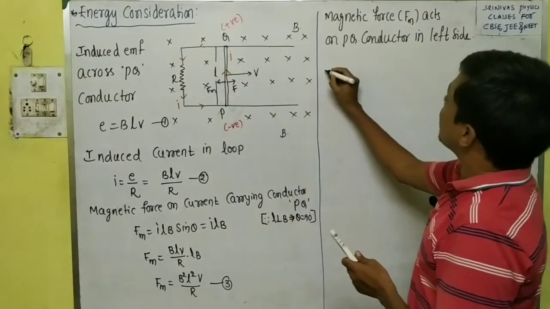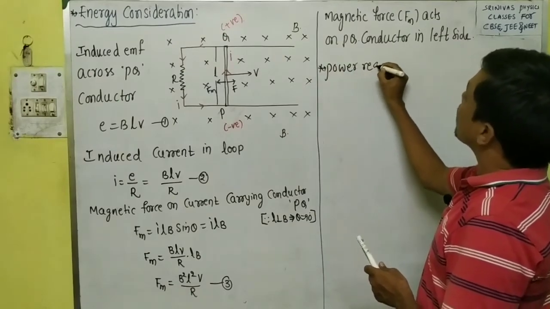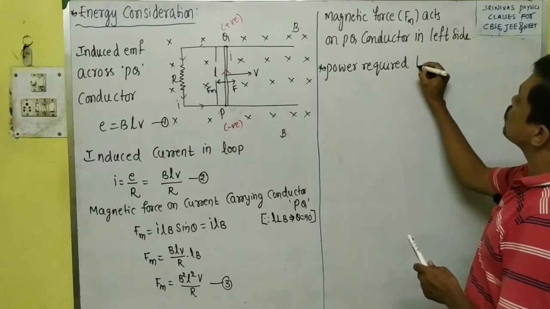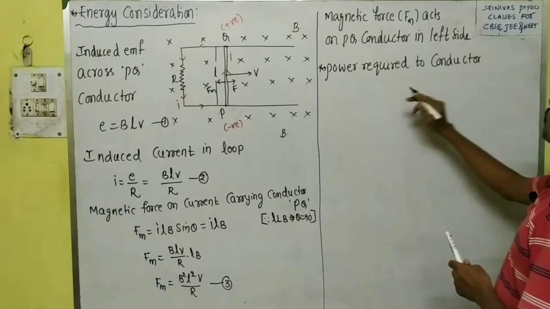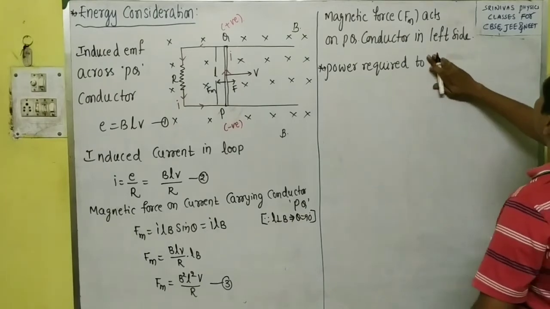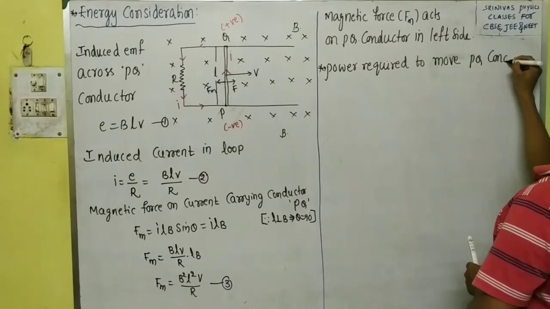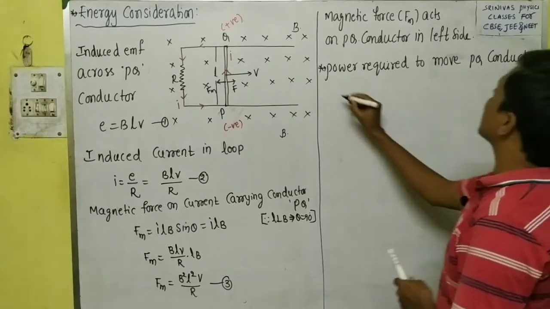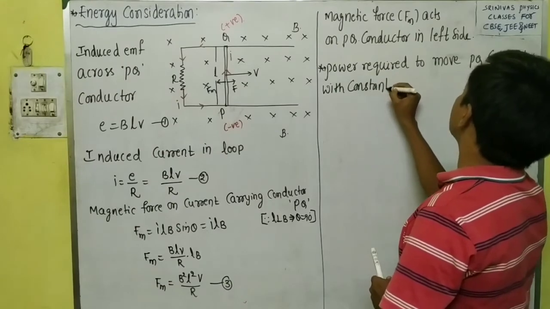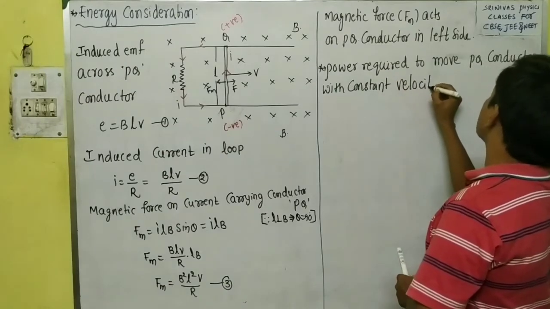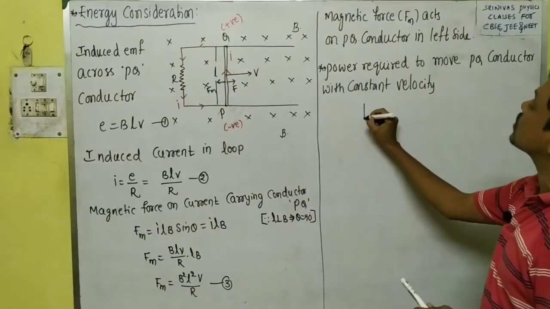Okay. Then I want the power required to move the PQ conductor with constant velocity. Power required to move the PQ conductor with constant velocity. I want to move the PQ conductor with constant velocity to the right side. Then how much power is required? How much muscle power is required?